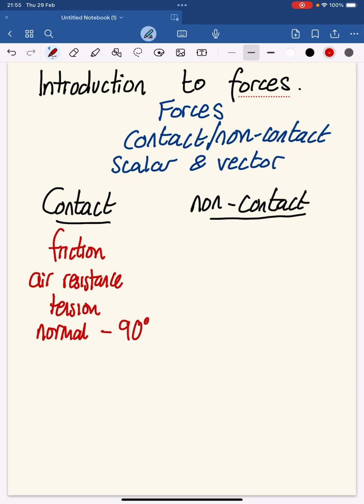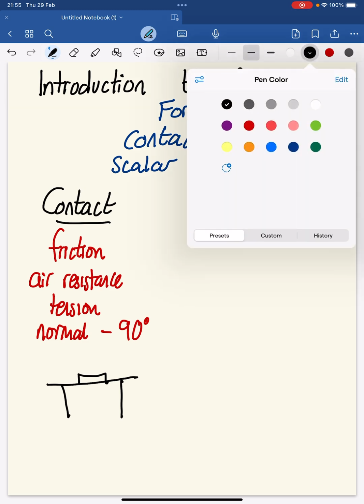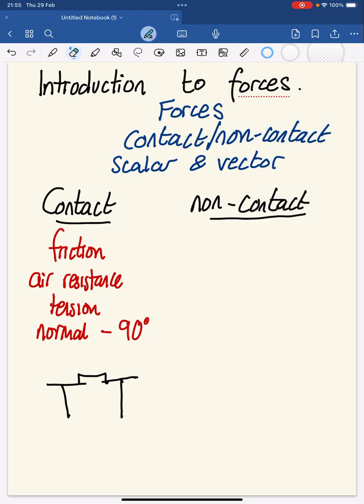So for instance, if we have a table and a box or a book on that table, we're going to have weight, and down, that's from the gravitational forces, but at the same time we're also going to have here our normal force, and that's at 90 degrees.